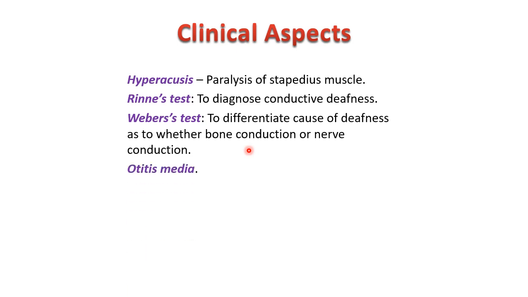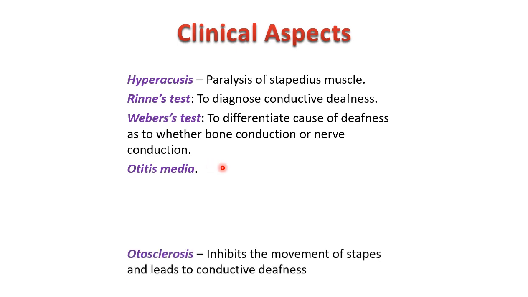So infection or inflammation of the middle ear cavity is called otitis media. There might be many reasons. One is mainly your nasopharynx. Infections can actually spread from the nasopharynx through the auditory tube to the middle ear. Okay, more common in children.